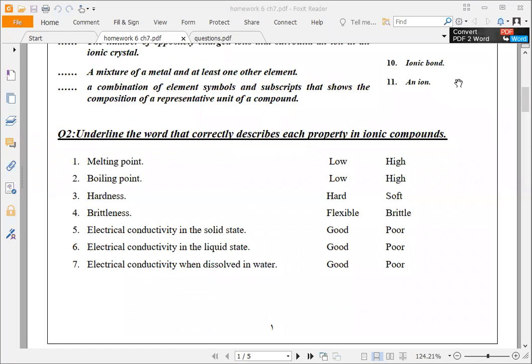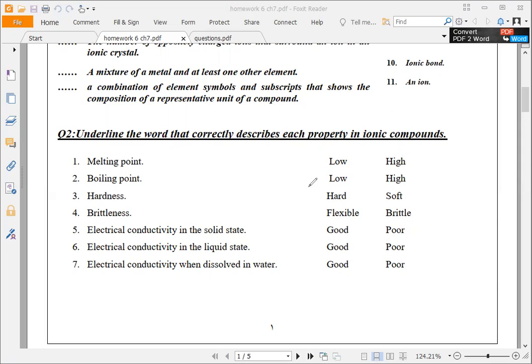Two students, Abdurrahman Al-Jiban and Abdullah Al-Mangoor. Abdurrahman Al-Jiban, read the question, and Abdullah Al-Mangoor, give the answer of this question. Okay, teacher. Read the question. Question 2. Underline the word that correctly describes each property in ionic compounds.